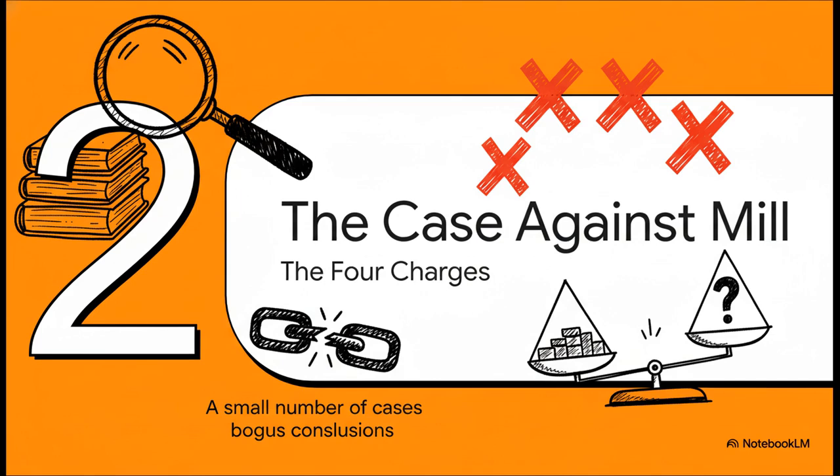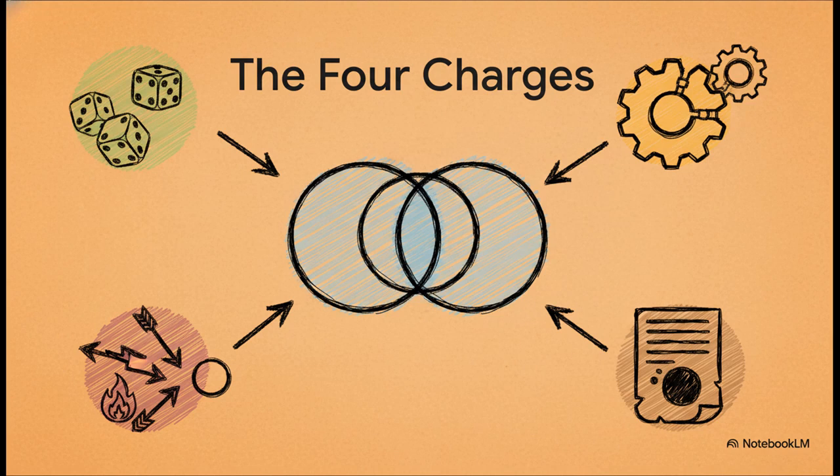But as you can imagine, not everyone is sold on this. The sociologist Stanley Lieberson mounted this really powerful critique, arguing that when you're dealing with just a small number of cases, these methods are super flawed and can lead to totally wrong conclusions. He laid out 4 big charges against them. All right, here are the 4 big charges.